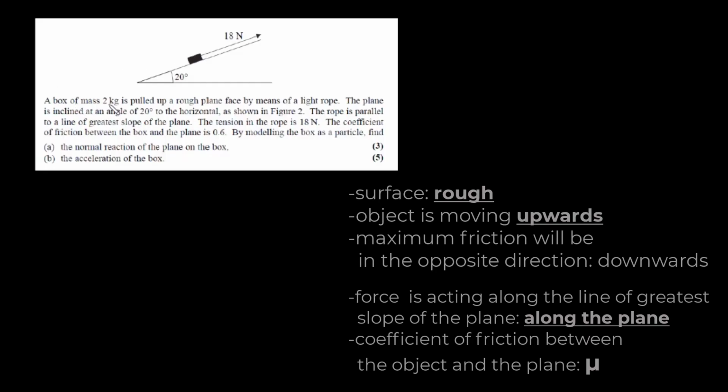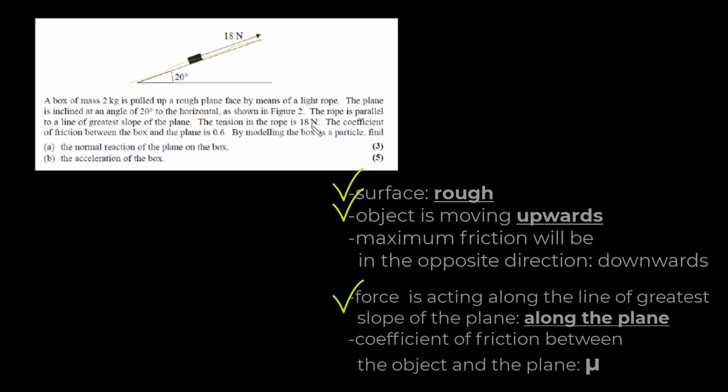So we have a box of mass 2 kg and it is being pulled up a rough plane by means of a light rope. So it's providing a force of 18 Newton. The plane is inclined at an angle of 20 degrees to the horizontal. The rope is parallel to the line of greatest slope. Line of greatest slope means basically this line over here. This line is known as the line of greatest slope.